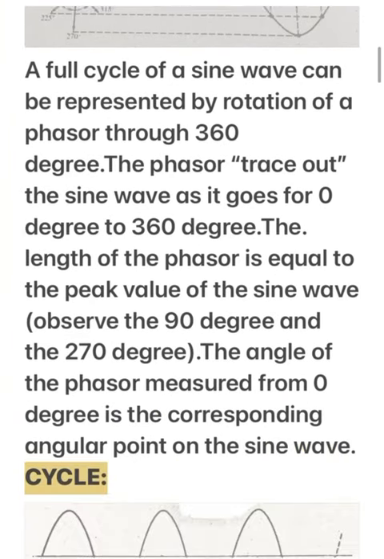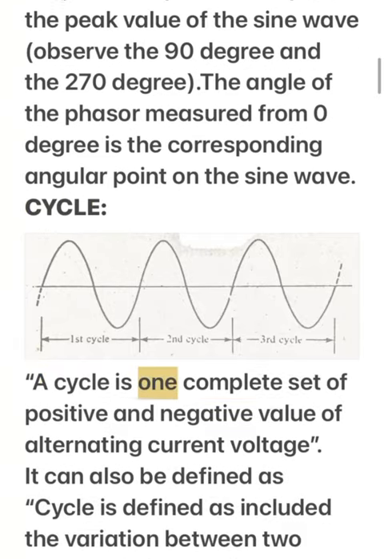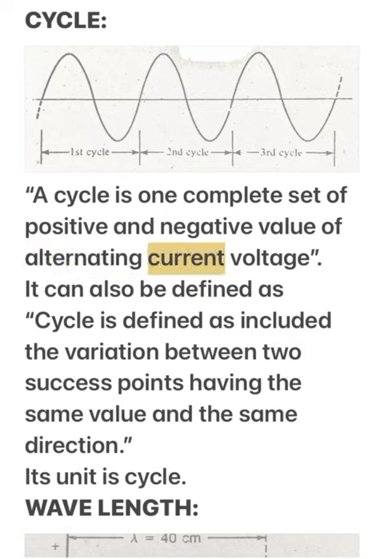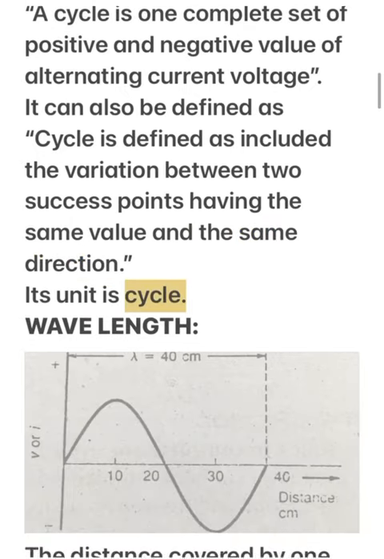Cycle. A cycle is one complete set of positive and negative values of alternating current or voltage. It can also be defined as the variation between two successive points having the same value and the same direction. Its unit is cycle.